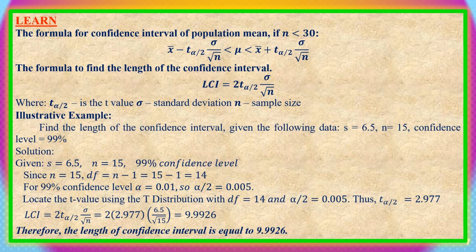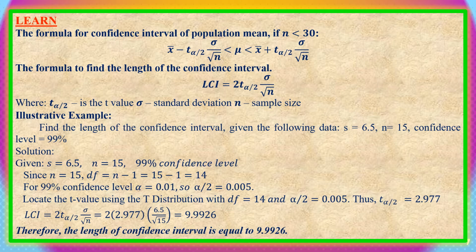The formula for the confidence interval of the population mean if n is less than 30 is: mu is greater than the mean minus t sub alpha over 2 times the standard deviation over the square root of n, but less than the mean plus t sub alpha over 2 times the standard deviation over the square root of n.